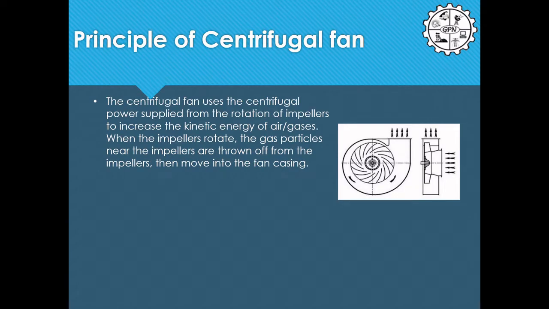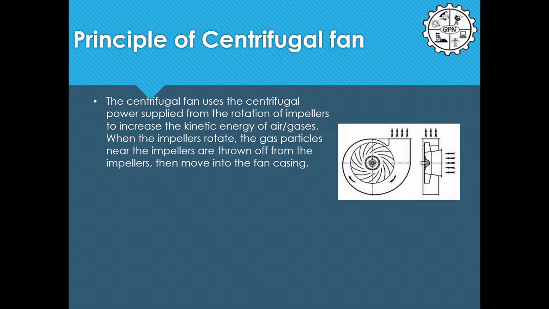A centrifugal fan consists of an impeller, rotor or wheel rotating inside a volute casing. The impeller consists of blades or vanes mounted on a central hub over the driving shaft. The principle of centrifugal fan can be explained like this. The centrifugal fan uses the centrifugal power supplied from the rotation of impellers to increase the kinetic energy of air.